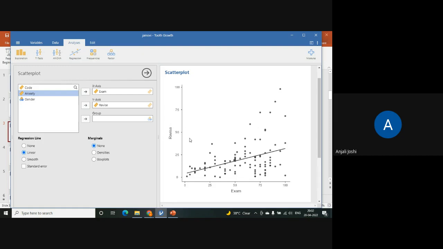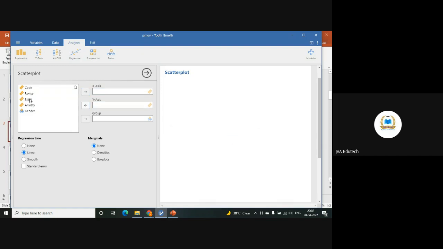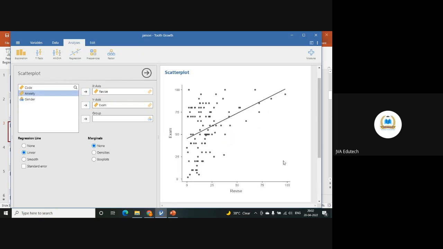Yes, sir. As the students revise, here I have done one thing wrong. Let me put revise on the x-axis because we want to measure the effect of revision on exam. Okay. Now you see it. As the students revise more and more, the exam performance increases. Correct? Positive correlation is there between revision and exam. As the students revise more and more, their exam performance increases. Tell me yes or no. Is this point clear? Yes, sir.